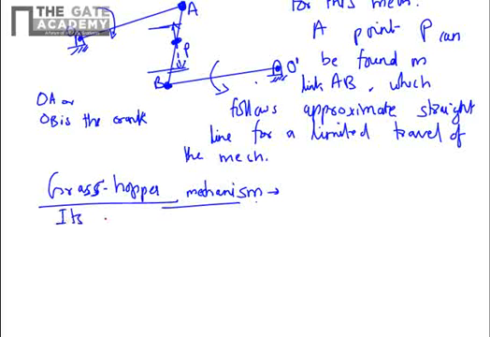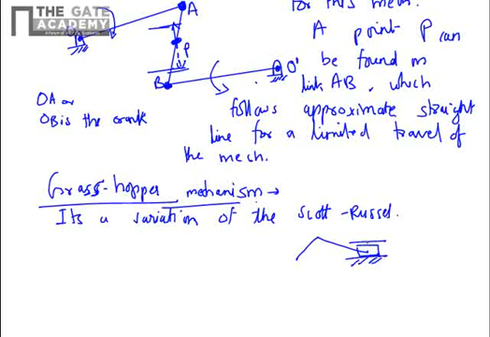It's a variation of the Scott-Russell mechanism. So if you recall, the Scott-Russell mechanism was a crank chain mechanism. Here you have the sliding pair. This is the crank, and this line we extended such that OA is equal to OB. So we extended it like that, and the linear motion of the piston is present, and the straight line motion of B is present.